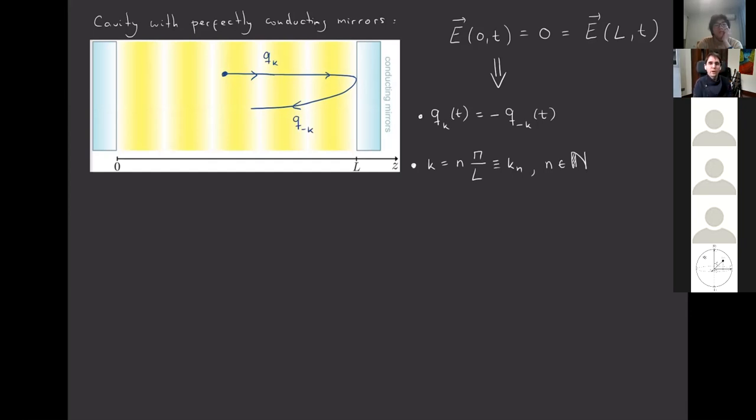So in other words, you cannot generate inside a cavity an amplitude K without also exciting amplitude minus K, because that's what the cavity will do naturally. So we cannot distinguish left from right, in the sense of direction of propagation, inside a cavity. This is not possible. And then this means that there has to be a relation between Q of K and Q of minus K.